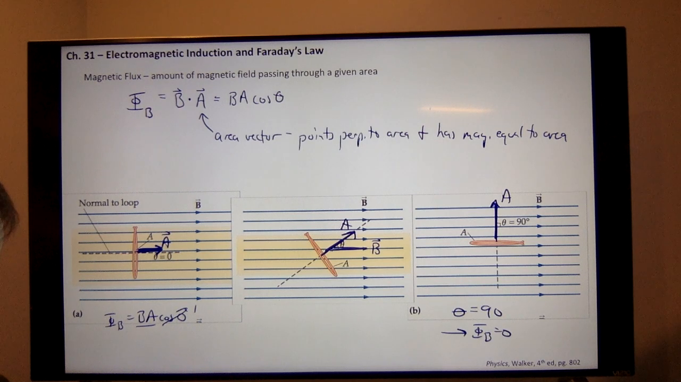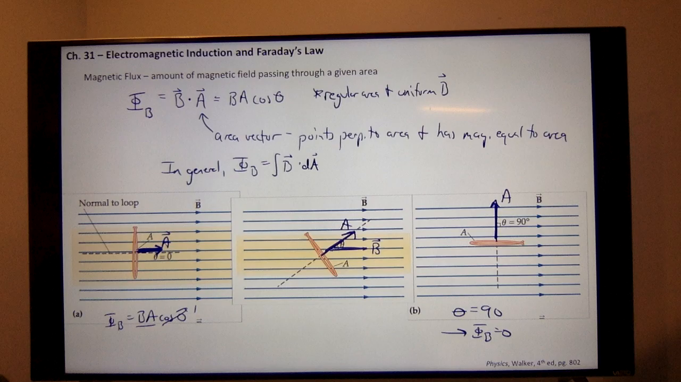This equation works if we have a regular area and uniform magnetic field. For a more general case, which we're not going to do problems on in this class, so don't worry about it, the form of the equation is the same, but it is an integral. Magnetic flux is the integral of B dot dA, where you would integrate over every little piece of area and how much magnetic field is passing through that. The equation you really need to remember, though, is the one at the top, which is about how much magnetic field passes through an area.